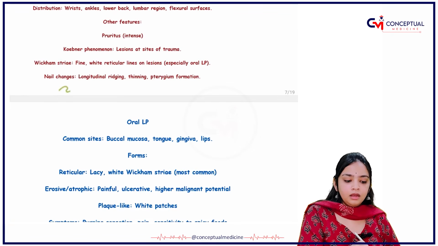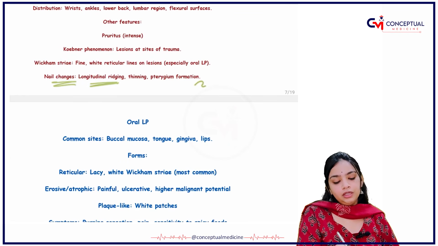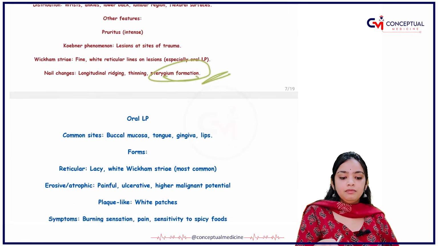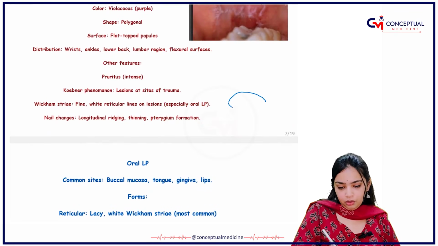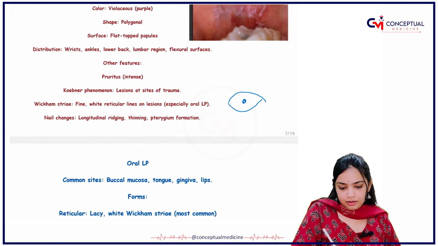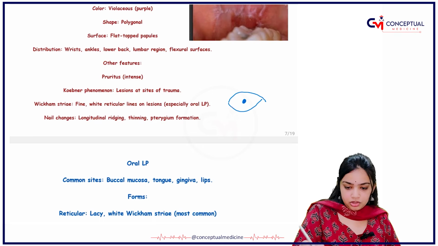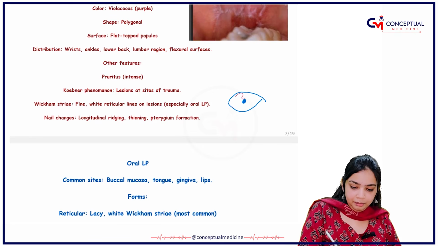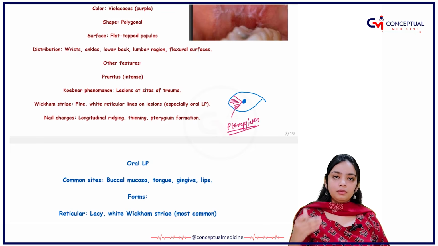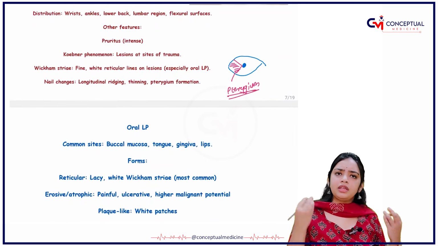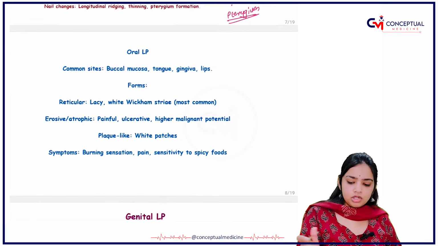Okay. In the nail changes, you are able to appreciate the longitudinal ridges and pterygium formation. What is pterygium formation? I hope that you have read in your ophthalmology what is pterygium. So pterygium is nothing but a triangular formation in your eyes. Okay, you will read more about the pterygium formation in your ophthalmology classes.